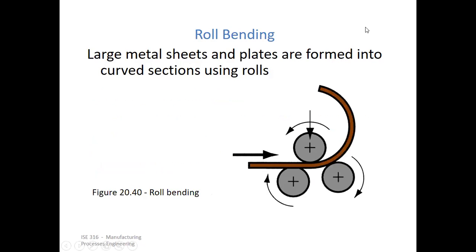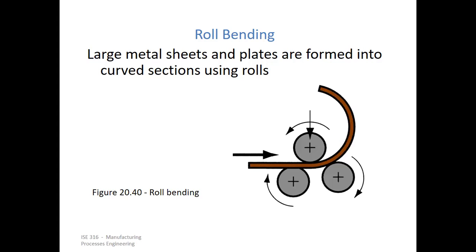As for roll bending, this is another process wherein large metal sheets and plates are formed into curved sections using rolls. As you might have observed, the sheets are made to undergo compressive stresses, and that is helping us to shape that sheet metal, right? Large metal sheets and plates are formed into curved sections using rolls.